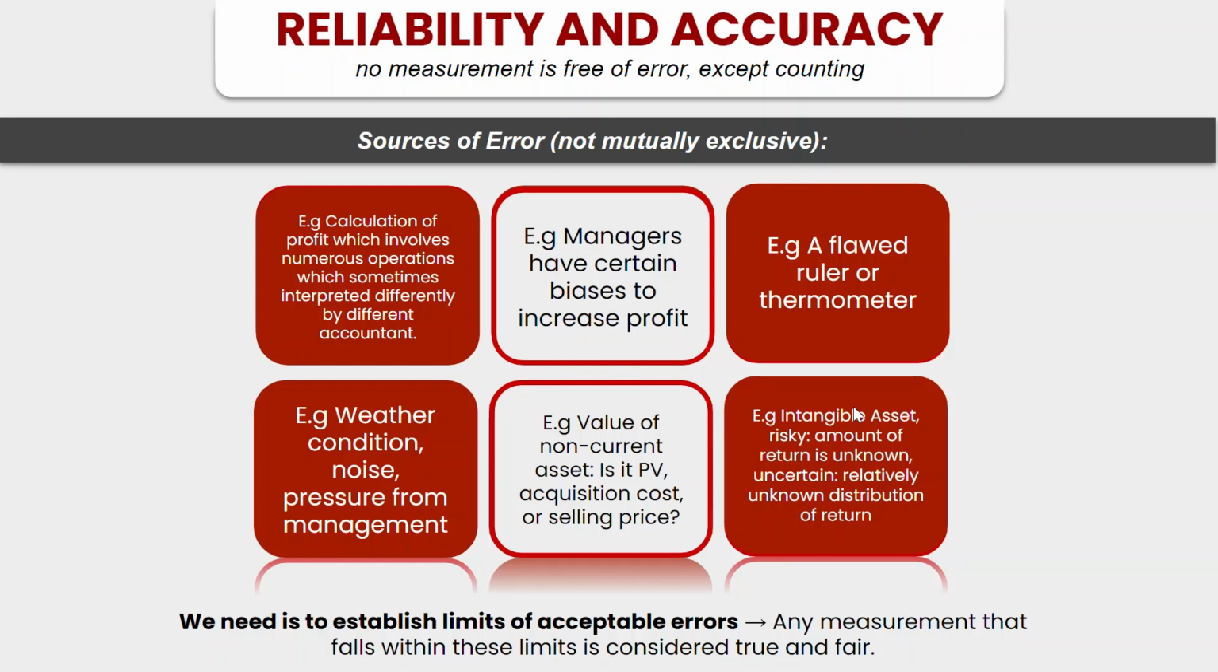Now that we already know the sources of error, we understand that there is no measurement that is free from error. What we need to do is to establish limits of acceptable errors, and any measurement that falls within these limits is still considered true and fair.